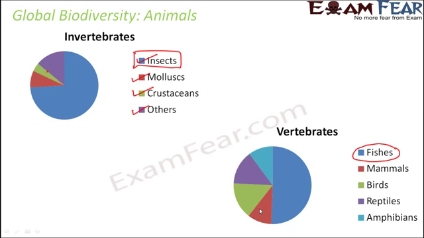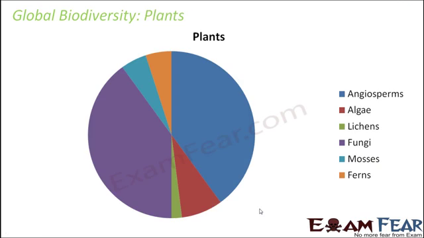So this is a rough idea about the biodiversity of animals. Now let us look at plants. In case of plants, we talk about the angiosperms. Here, as you see, angiosperms again have a huge variety of species within themselves. And the next one which has a huge variety of species within them are the fungi. So the angiosperms and fungi are species rich groups within plants. However, you have other groups also like algae, lichens, mosses, ferns. They are also there, but what is predominantly present here are the angiosperms and the fungi. So this is how basically the global biodiversity is in terms of plants as well as animals.